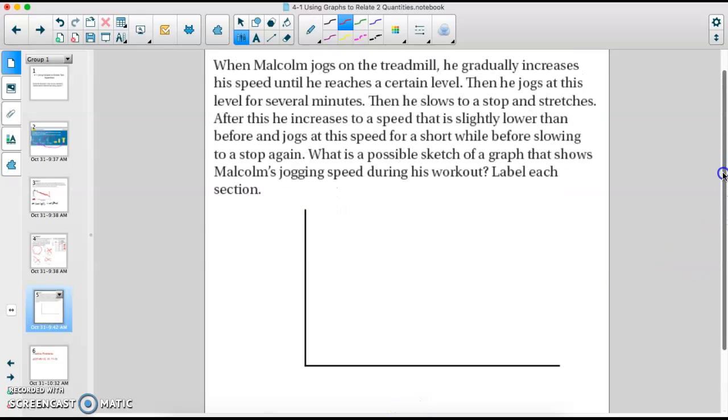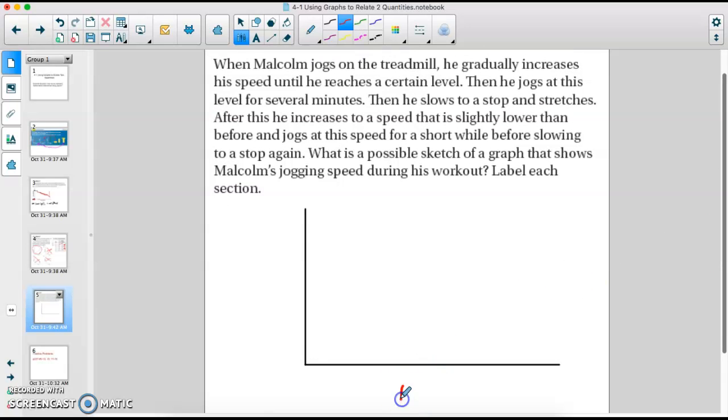Okay, so first off, we'll probably make this time. Time is usually a good thing to put on the x-axis, and we'll call this his speed. Now it doesn't tell us any units, so we'll go miles per hour for speed. Now time, it does give us a unit. It says for several minutes, right? And so we'll make the label in minutes. Okay. Now we don't need any numbers here because it doesn't give us any numbers. It's just looking for a general sketch.